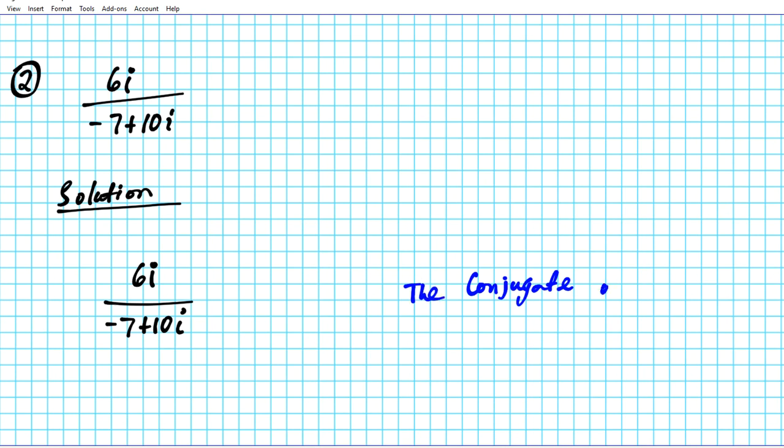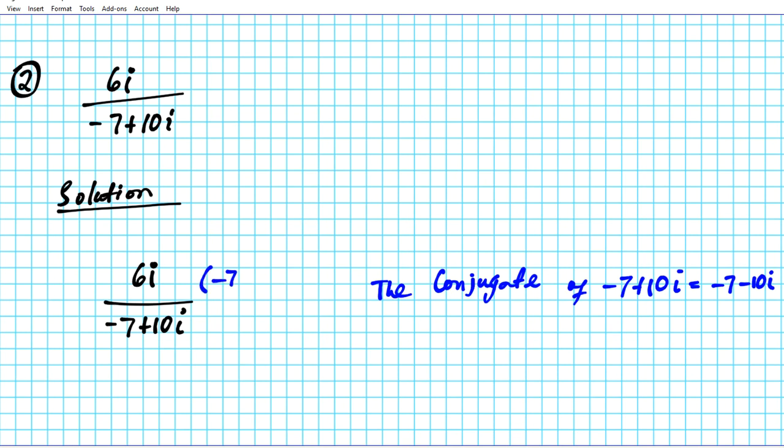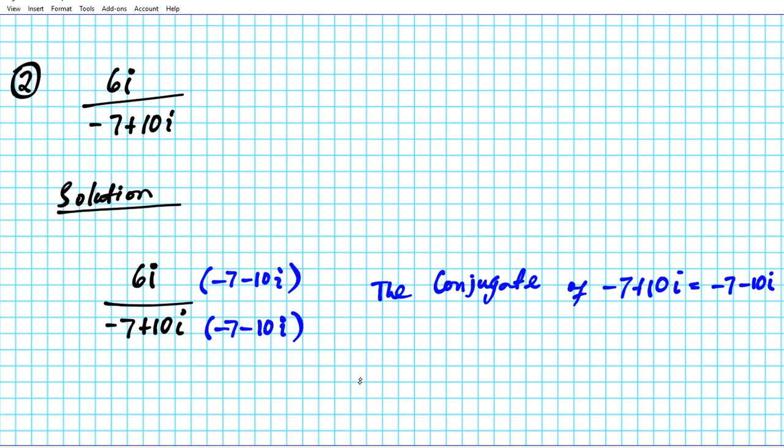So the conjugate of negative 7 plus 10i is what? It's negative 7 minus 10i. So what we're going to do is multiply the numerator and the denominator by the conjugate, negative 7 minus 10i. Remember, you get the conjugate by switching the sign of the imaginary part of the complex number. In this case it's positive 10i.